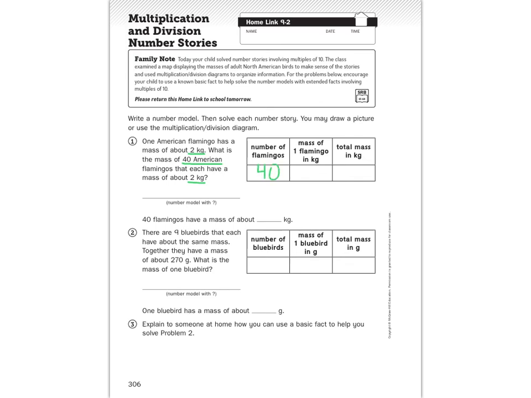We know that the mass of 1 flamingo in kilograms is 2. What we don't know is the total mass in kilograms right there. So a question mark. And then you're going to put a number model that goes in there. Remember, I want to know what's the total mass of these 40 flamingos. And that's what is being answered right there. So this should go super fine. Number 3 says, explain to someone at home how you used a basic fact to help you solve problem 2. So explain what basic fact you did in there.